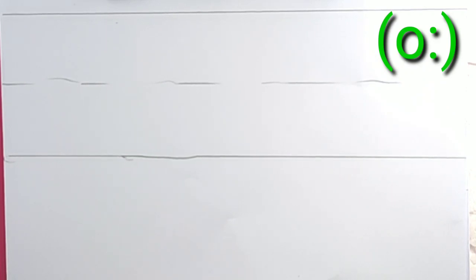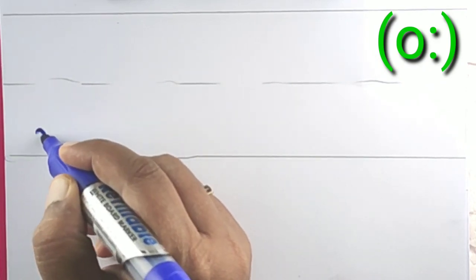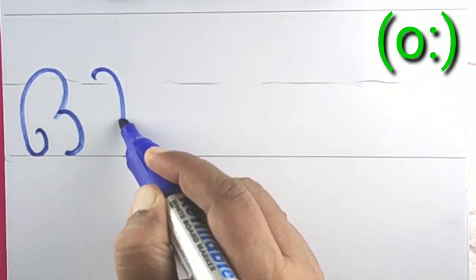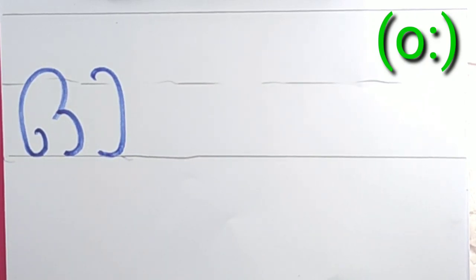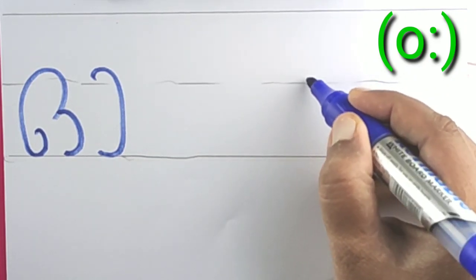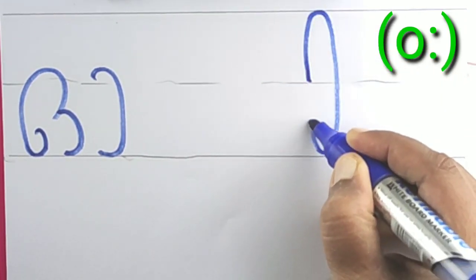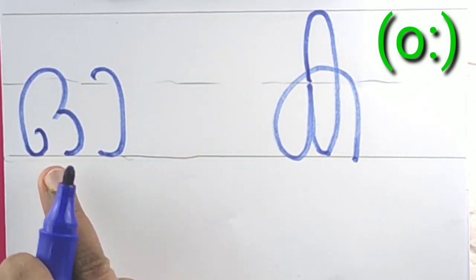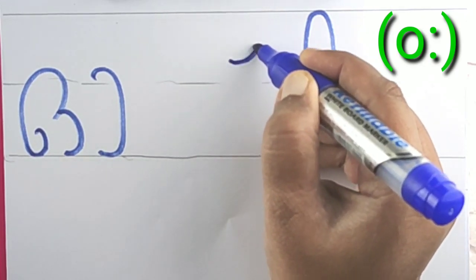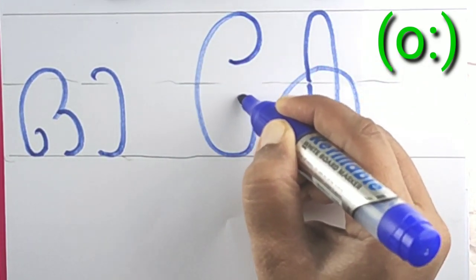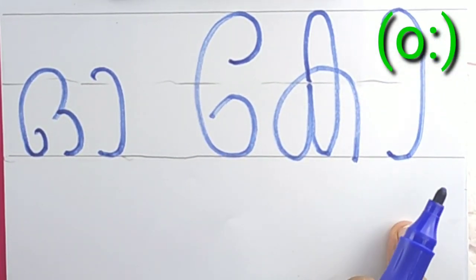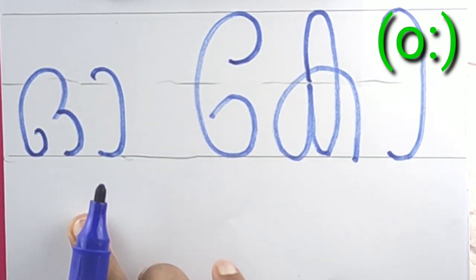The next vowel sign is O. So let's write O. So we want to make the consonant ka with the O sign. Okay. So we'll write ka first. Okay, now this ka needs to be with the O sound. So we'll write like this, and another letter over here. So all together this is ka with the O sound. That means ko.